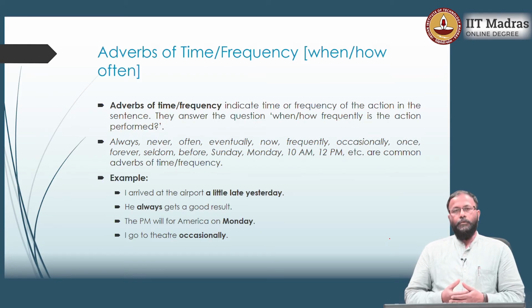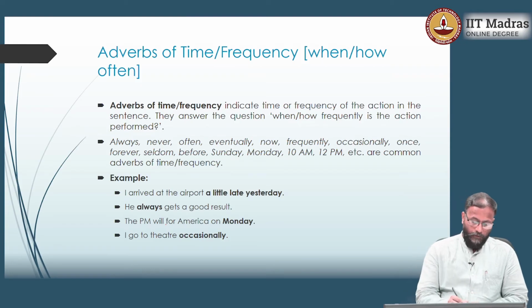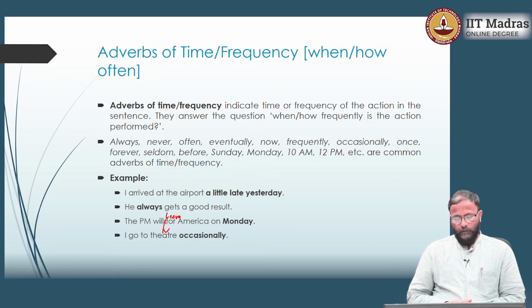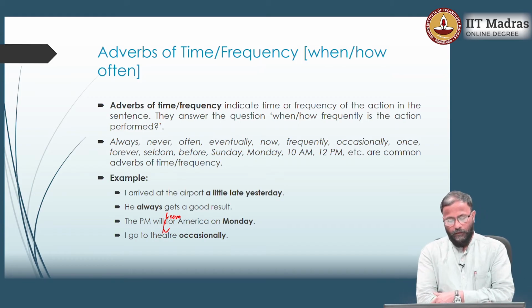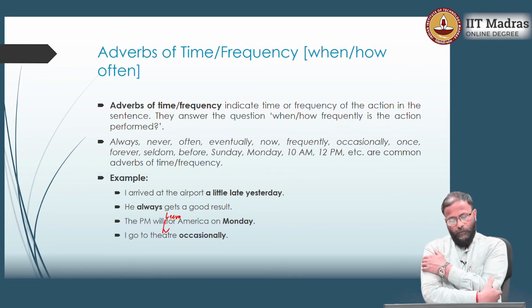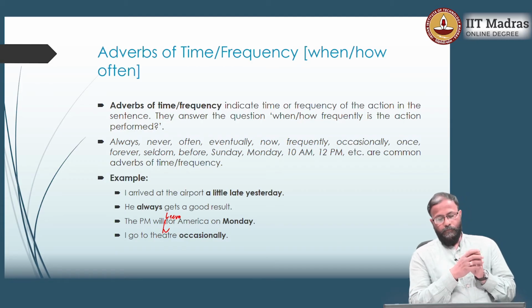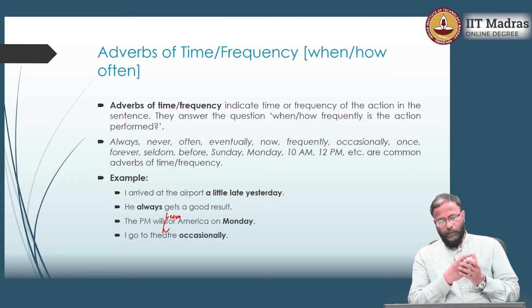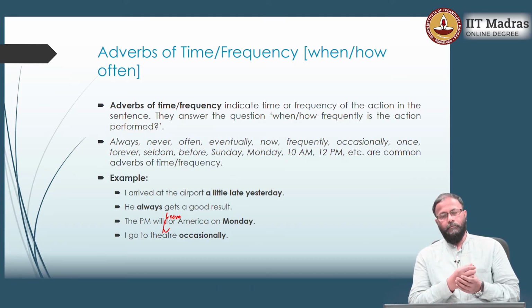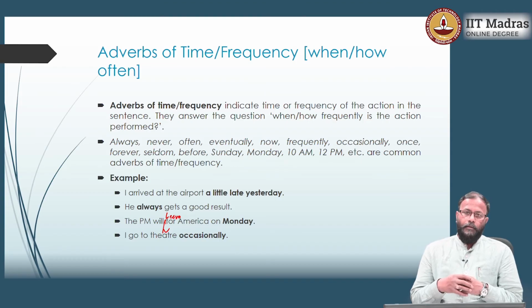He always gets a good result. Or something like, the PM will leave. I'm sorry, the word leave is missing here. Let us put it here. The PM will leave for America on Monday. I go to theater occasionally. So the words like a little late yesterday, he always gets a good result, the PM will leave for America on Monday. Monday, occasionally, always, yesterday are adverbs of time and frequency. They answer questions like when, or how often.